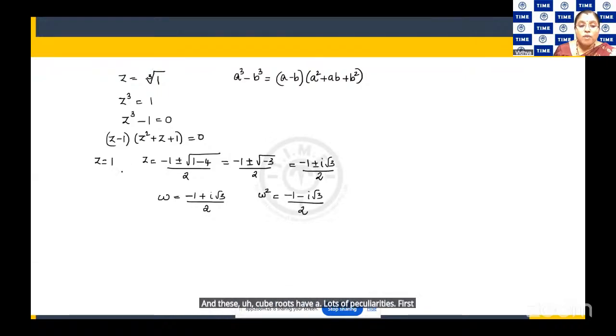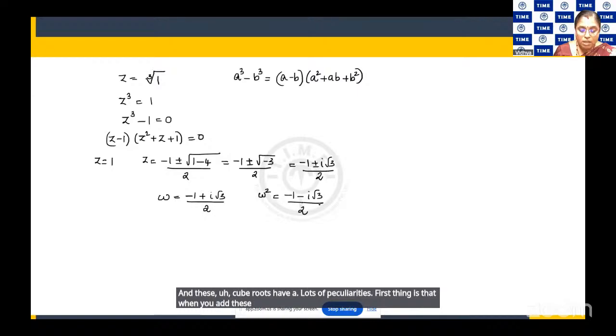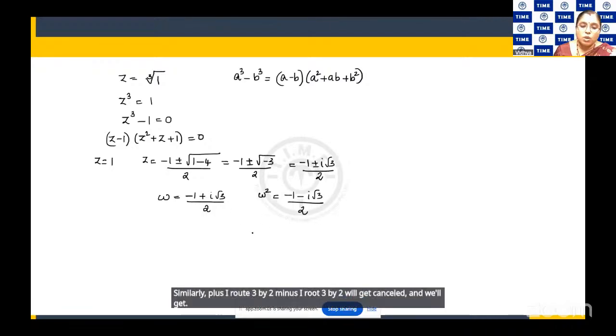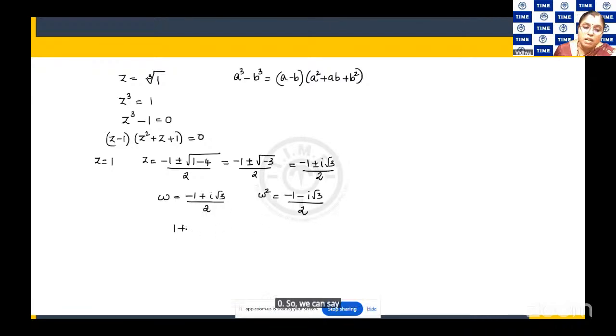First thing is that when you add these three complex numbers, we'll get 0. Just look at this. 1 minus half minus half. 1 minus half and minus half is 1sorry, minus 1. 1 and minus 1 will get cancelled and we'll get 0. Similarly, plus i root 3 by 2 minus i root 3 by 2 will get cancelled and we'll get 0. So we can say that 1 plus omega plus omega square is equal to 0. This is one of the peculiarities.